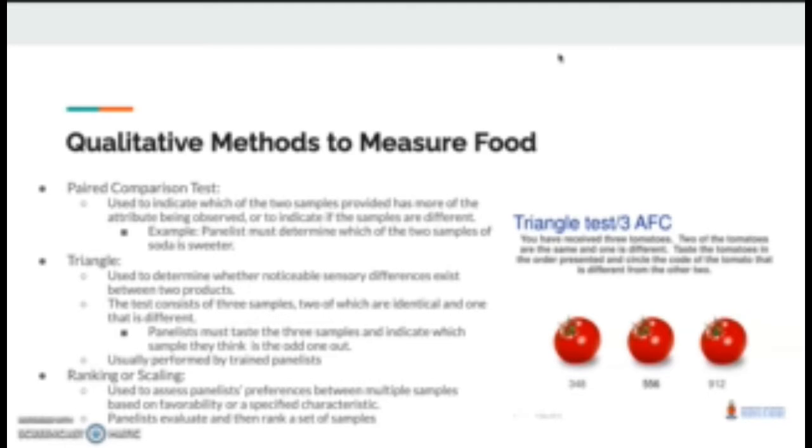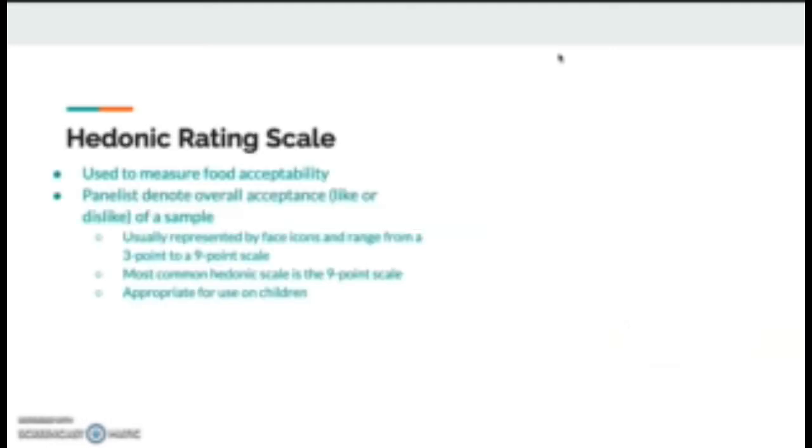The ranking or scaling method is used to assess panelists' preferences between multiple samples based on favorability or a specific characteristic. Panelists evaluate and then rank a set of examples of samples.